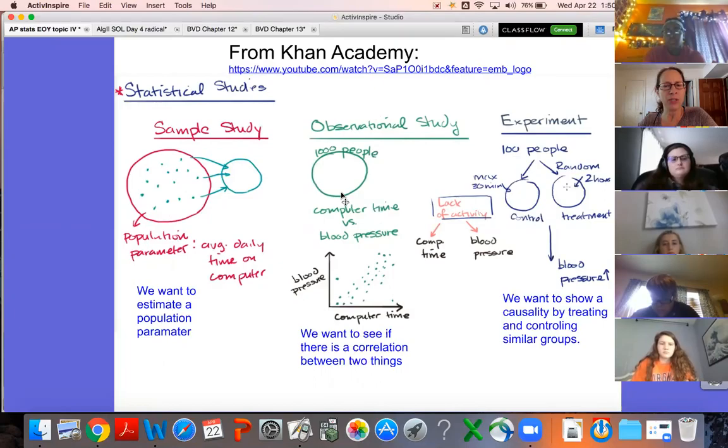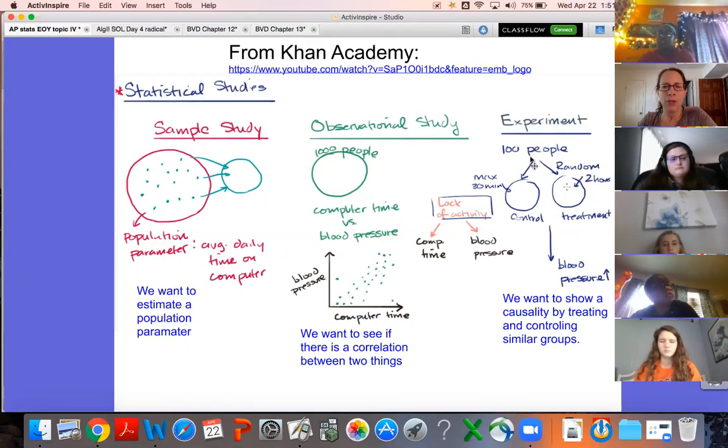In an observational study, you're trying to relate two variables, like blood pressure with how much time you spend on the computer. So in an observational study, you may gather 1,000 people and measure these two things about those 1,000 people. You want to see if you can find a correlation, but remember, for observational studies, no causation.